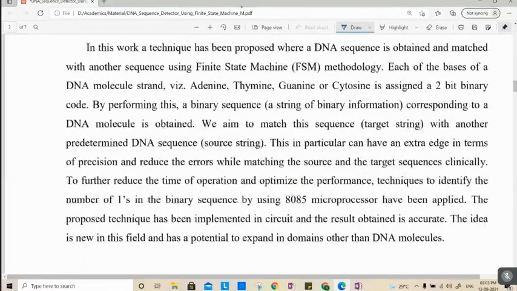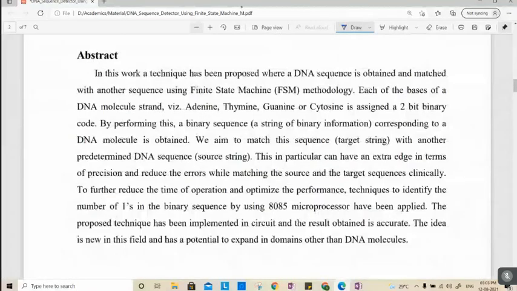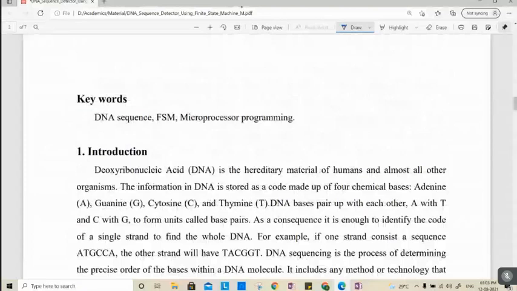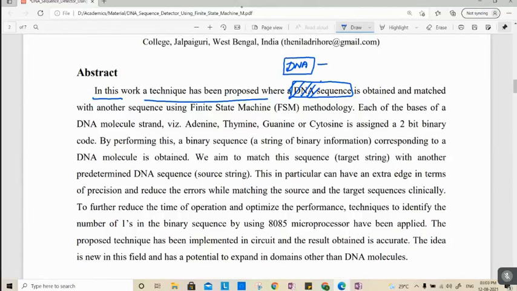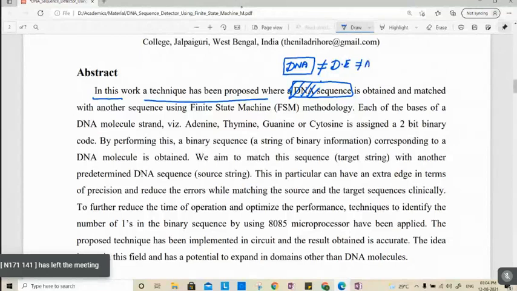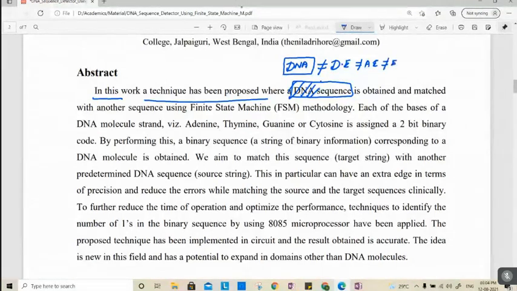So once see this, you need not understand this. You need not implement this entire research paper. Just an application. So what they have written: in this work, a technique has been proposed where a DNA sequence. So this is the DNA which we all are listening. This is not related to digital electronics, or analog electronics, or ECE.